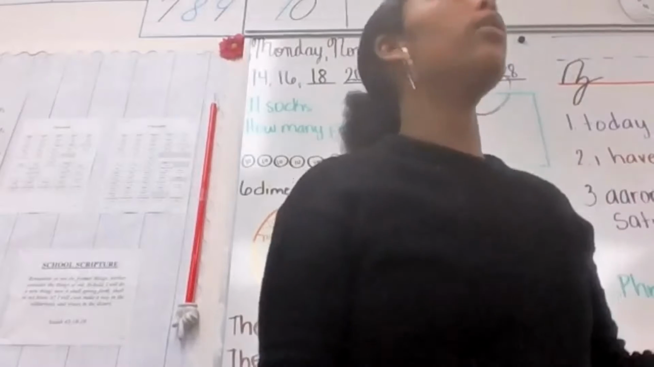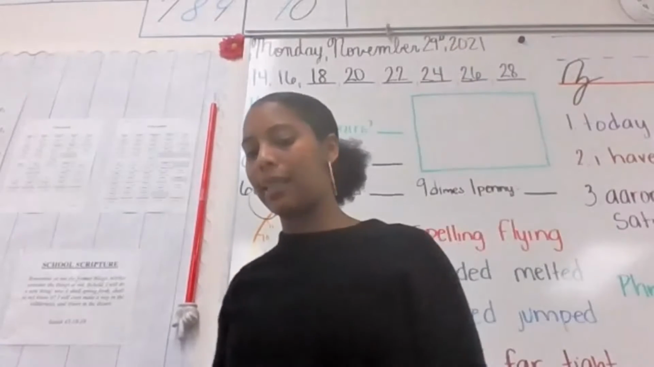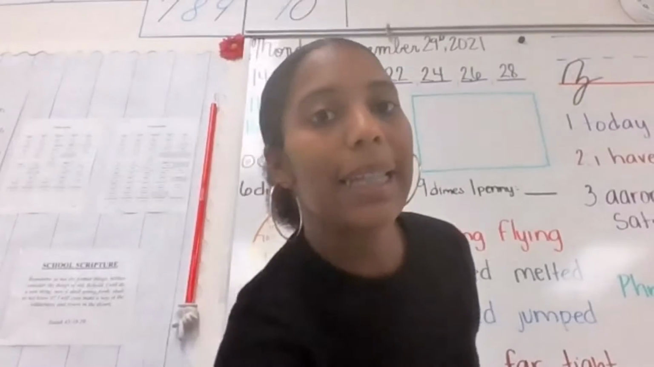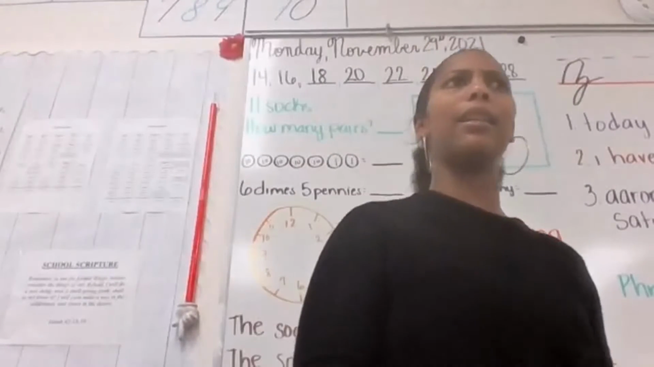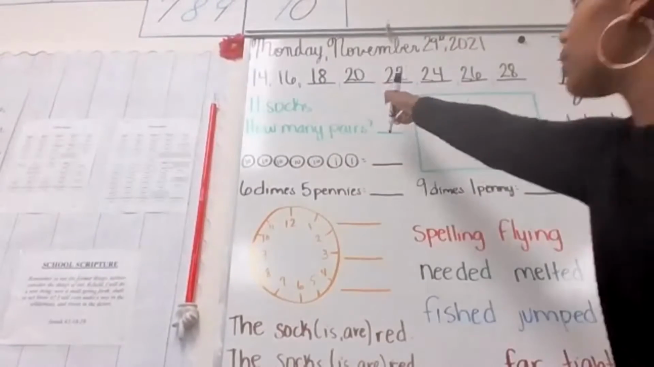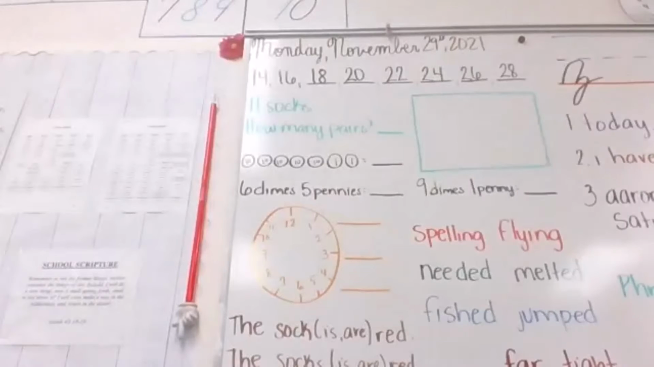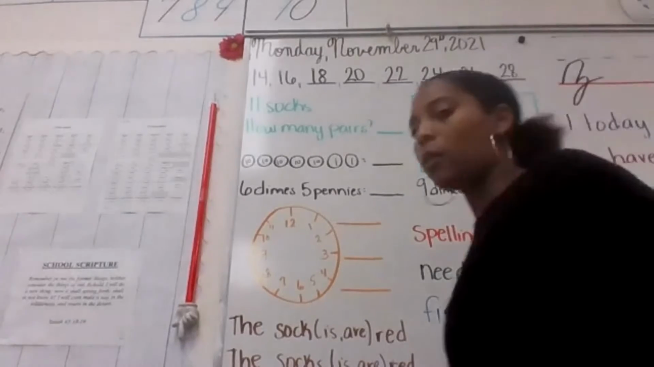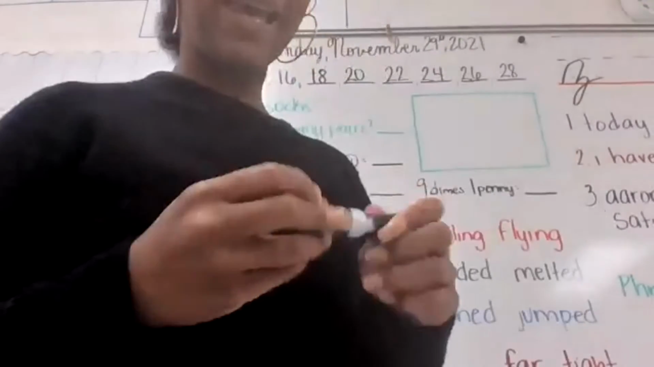So 2, 4, 6, 8, 10, 12, 14, 16, 18, 20, 22, 24, 26, 28. Good. Awesome.